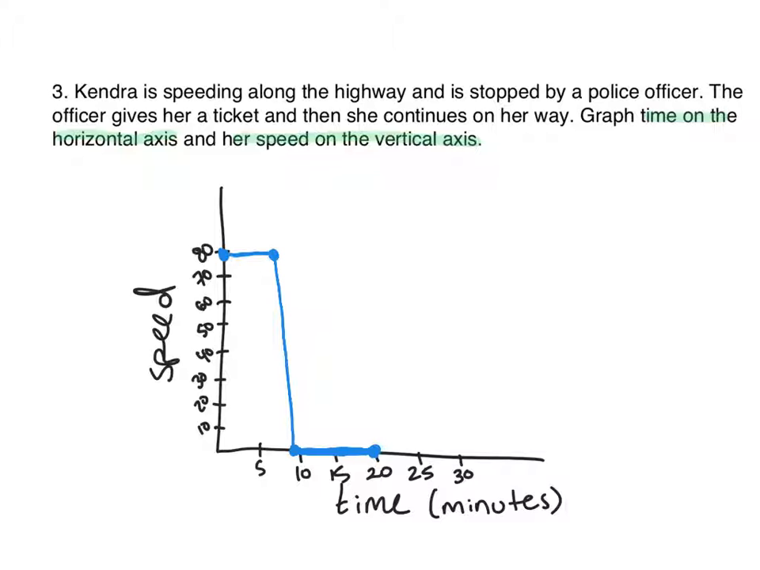Then the police officer says, "Thank you, have a nice day," and Kendra's going to start going again. So she's going to start accelerating to get back onto the highway, so her speed is going to increase. Now, if Kendra's a smarty pants, she's not going to go way back up to 80 miles an hour. She's probably going to take it slow. So I'm going to say that she's going to hit 60 miles an hour and keep driving at 60 instead of clocking it back up to 80, because she's a smarty pants and she knows that that's what the real speed is.